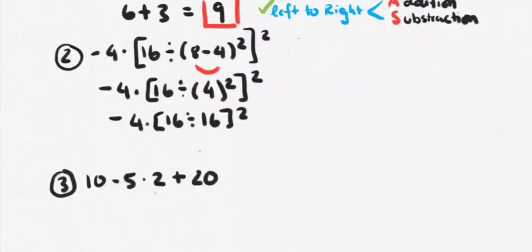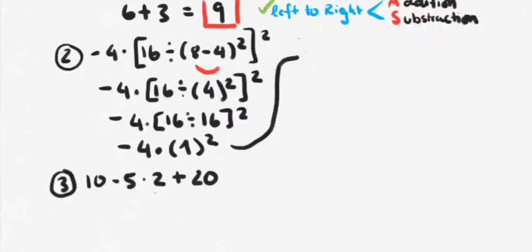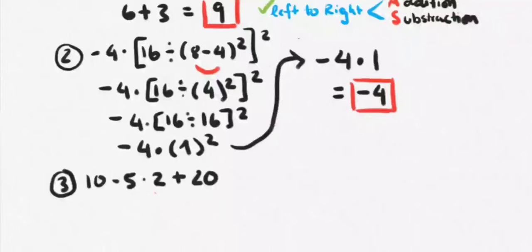And I'm going to solve for what's inside the bracket, and you can treat it as another pair of parentheses. So you end up with negative 4 times 16 divided by 16, that is 1 squared. And then I'm going to do multiplications. 1 squared is just 1, and negative 4 times 1 will equal negative 4. So this expression simplifies all the way down to negative 4.